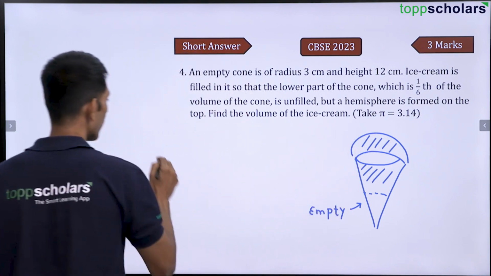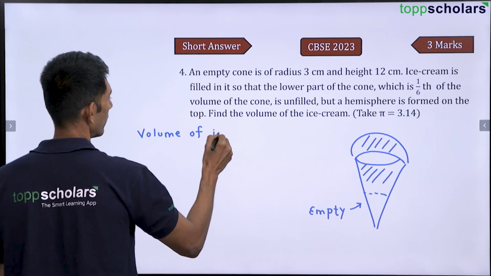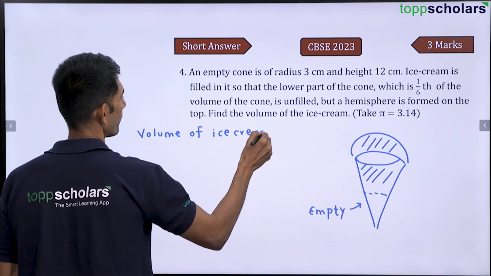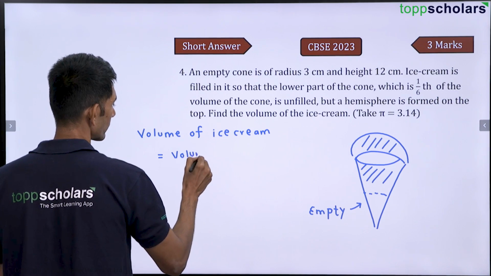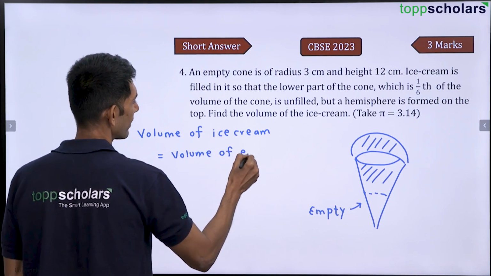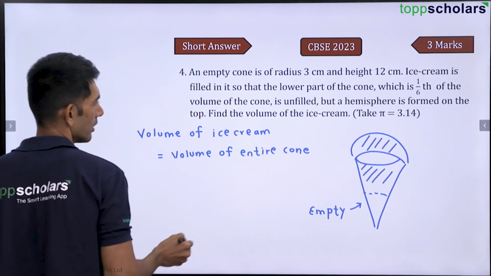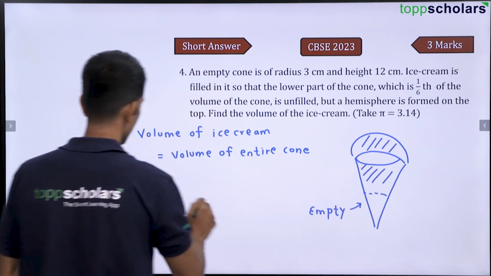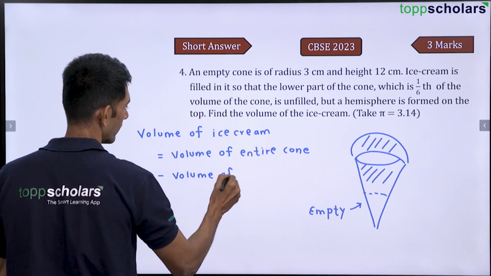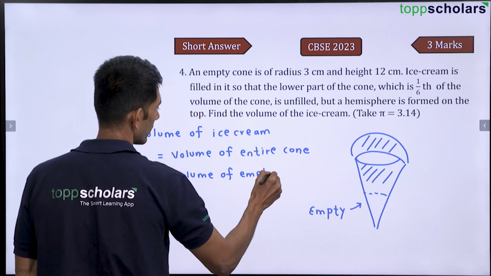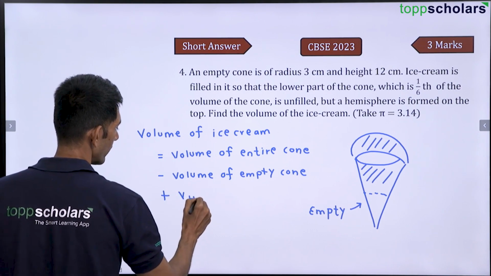So to find out the volume of ice cream, what we are going to do, we'll find out volume of entire cone, that is this cone I am saying, minus volume of empty cone plus the volume of hemisphere.